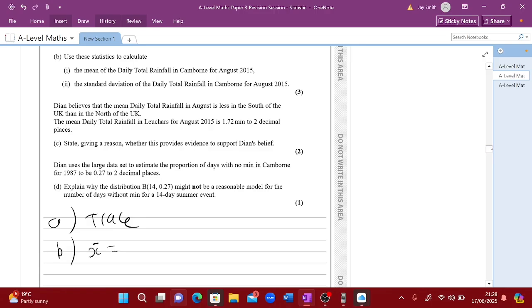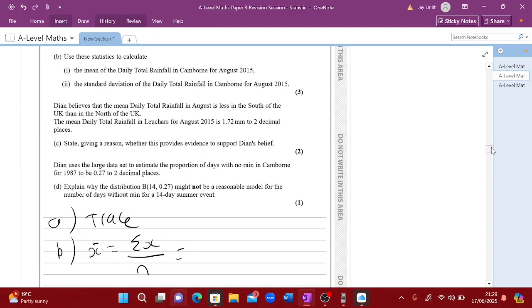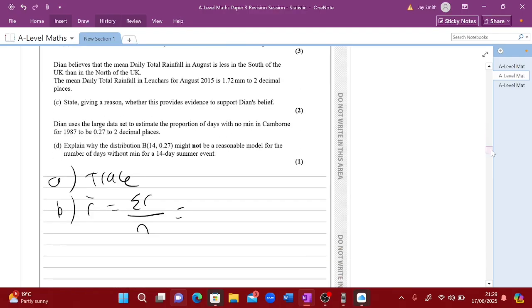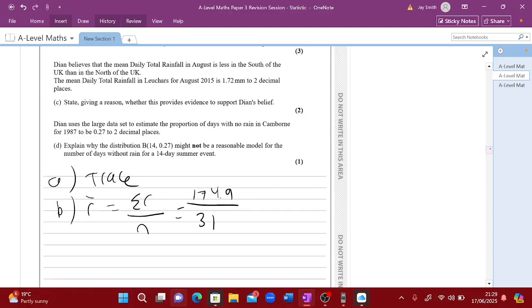You should know that's going to be the sum of the values over how many there are, which is n. But sum of X, they're giving R in this case, so it'd be R, not X. But it doesn't really matter. It's the same thing. So sum of R, they're giving us, is 174.9 over n, which was 31. So that's your mean. You can work that out with the calculator, which is 5.642 to 3 dp.